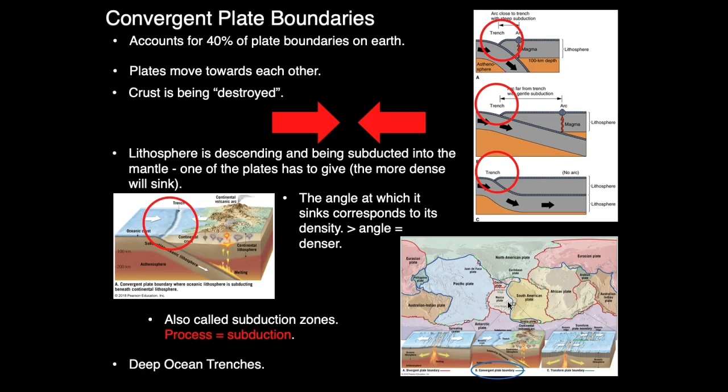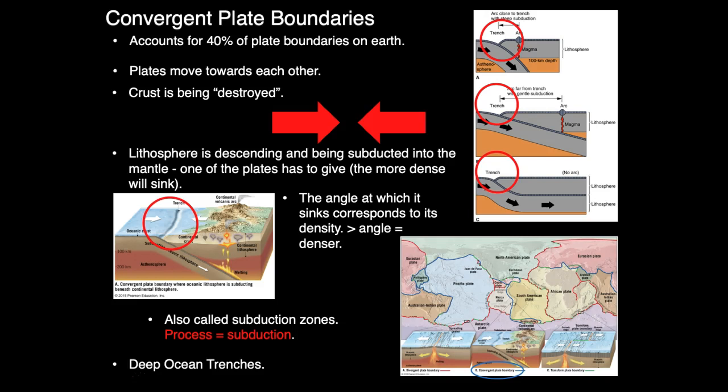However, let's try to find another example. For example, the Cocos plate that is being subducted underneath the North American plate up to the north. If the density of the Cocos plate is not much greater than that of the North American plate, then the angle at which the Cocos plate is plunging into the mantle is not as great. Okay? So because of this, the process related to this type of boundaries is the process of subduction of one of the two plates. That's how we call it, subduction.